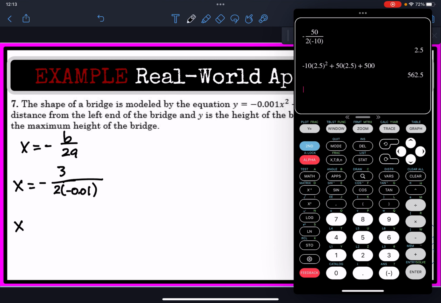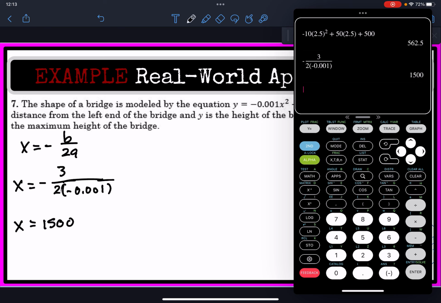So alpha y equals, to get our fraction, negative 3 over 2 times... don't forget to put the negative sign in front of that fraction. I had to go back and move in the front and then put in that negative sign. And now we have in the denominator 2 times negative 0.001, which is equal to 1500.